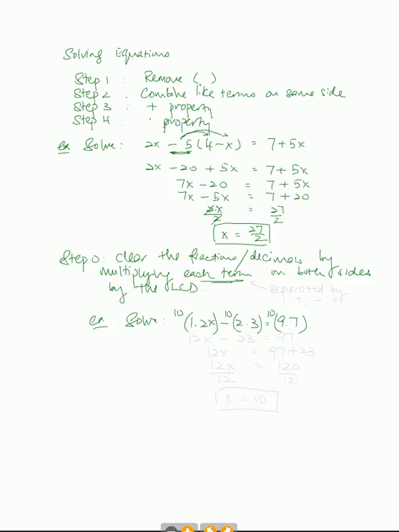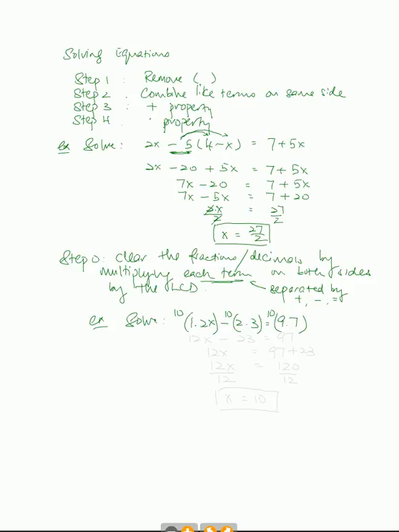So let me remind you what is considered to be a term. Terms are separated by plus, minus, equal, okay, but definitely not multiplication and not division. So if you look at 1.2x, that's one term. 2.3, that's one term. 9.7, that's one term. So if that's three terms, that's where I multiply everyone by 10.